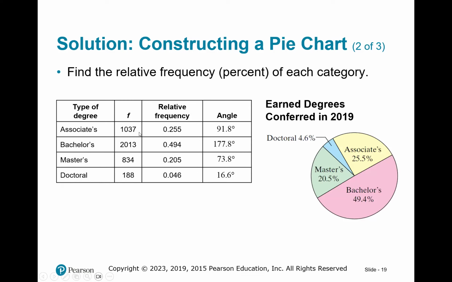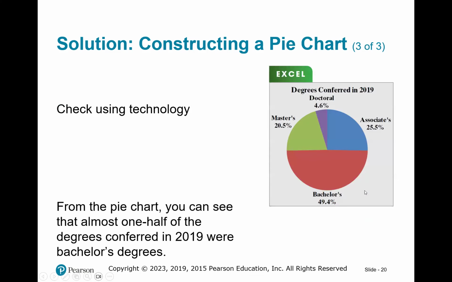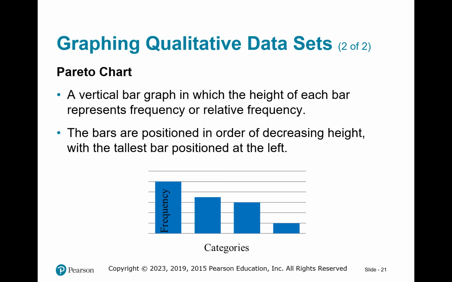So for relative frequencies, remember you need to divide this by the sum of these numbers, which becomes this. This is the relative frequency. Now you need to convert this to an angle value. So you need to multiply this by 360 to find the corresponding angle value for associate's degrees. And you do this for all these 4 categories, then you create your pie chart. Now, you can use Excel for this, and Excel will create this pie chart for you.